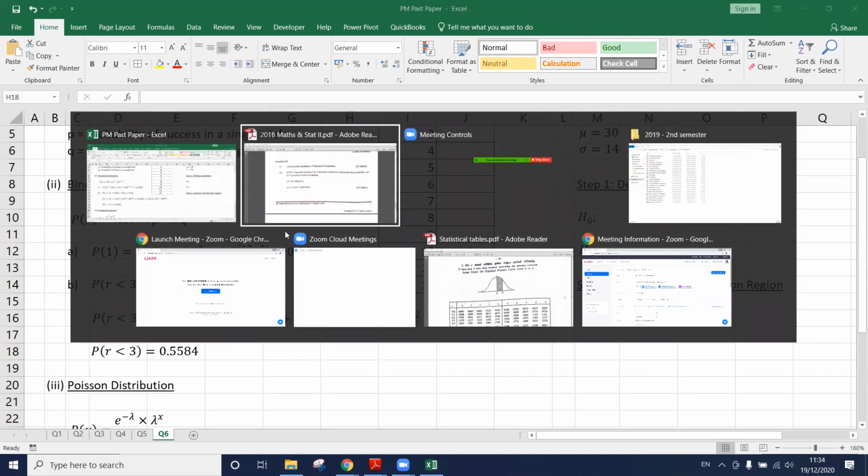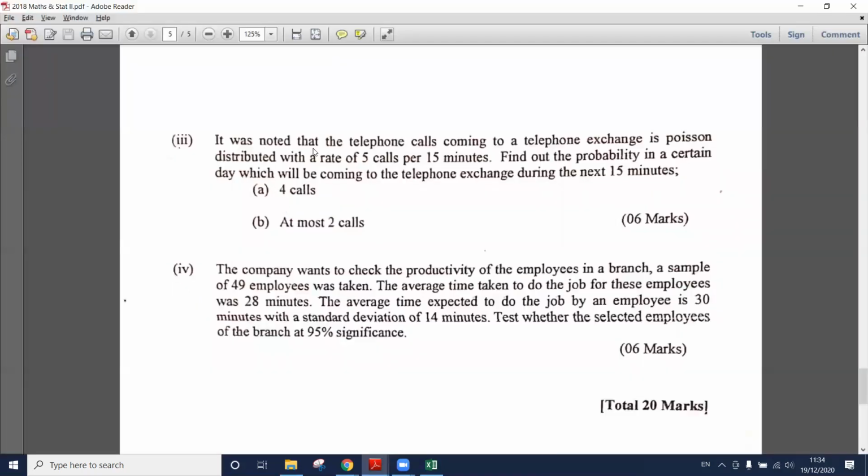Okay. Then. Question number 6, part 3. It was noted that the telephone calls coming to a telephone exchange is Poisson distributed. Now Poisson distribution will be with the rate of 5 calls per 15 minutes. Vinadi pahalawakata samanyen call pahak enawa. Find out the probability in a certain day in which will be coming to the telephone exchange during the next 15 minutes, 4 calls, and part B at most 2 calls.